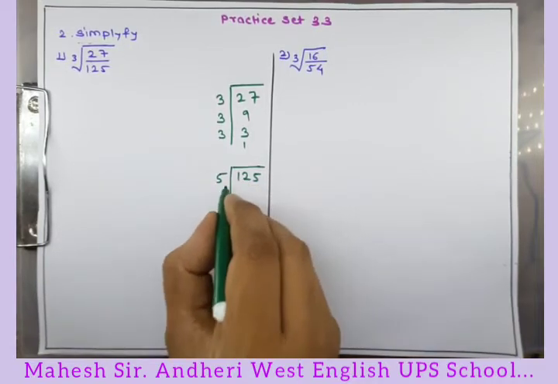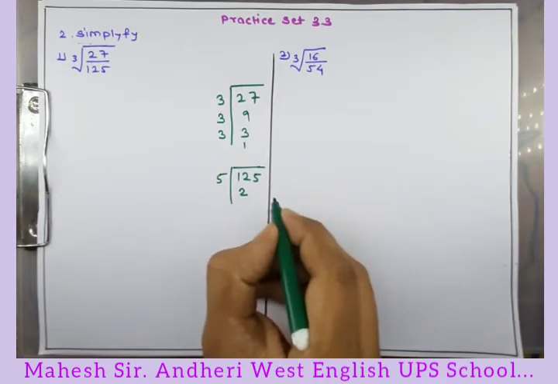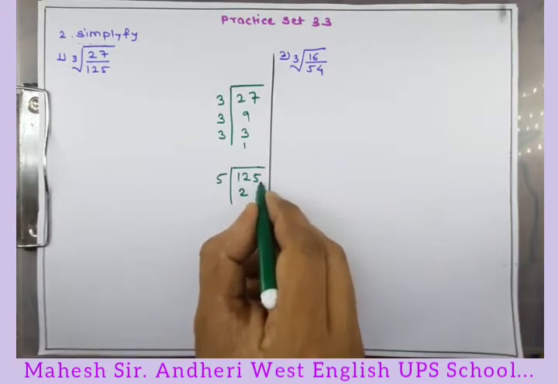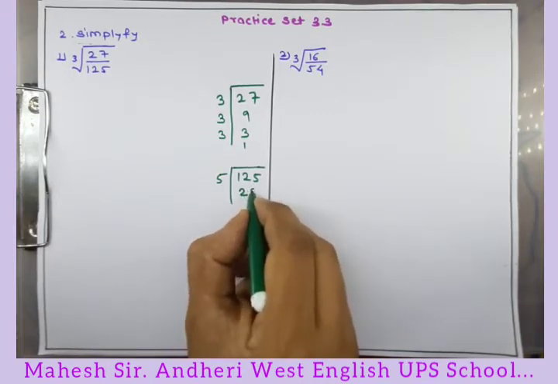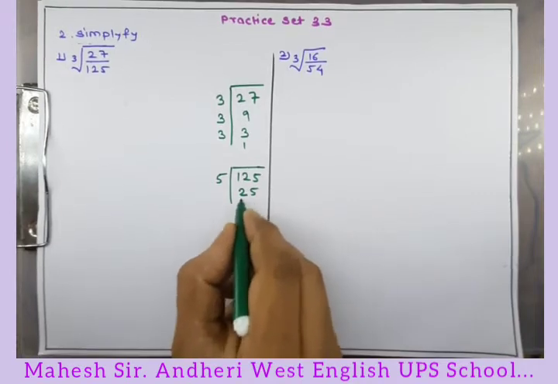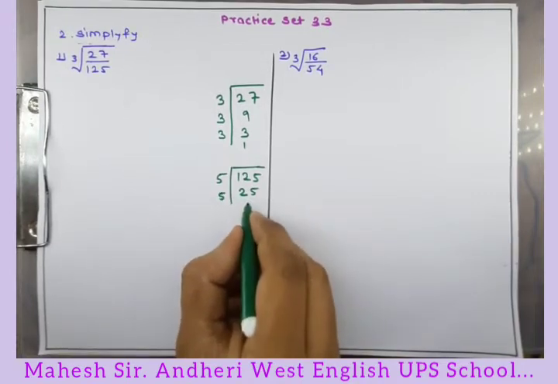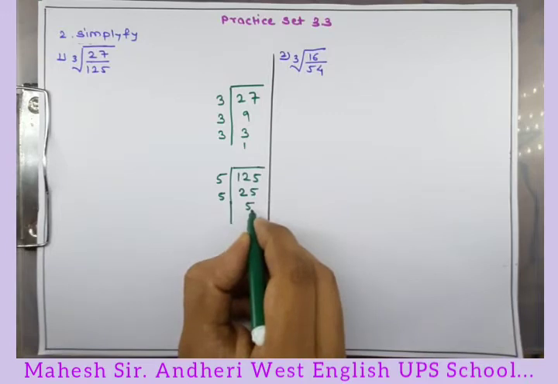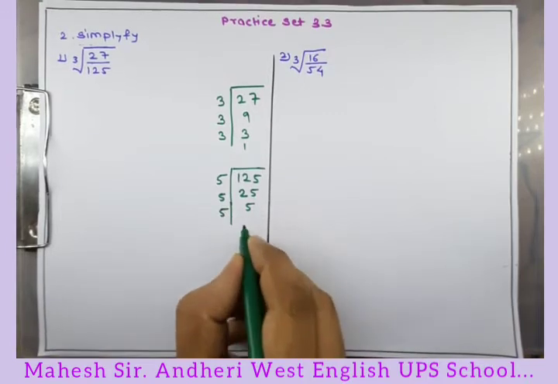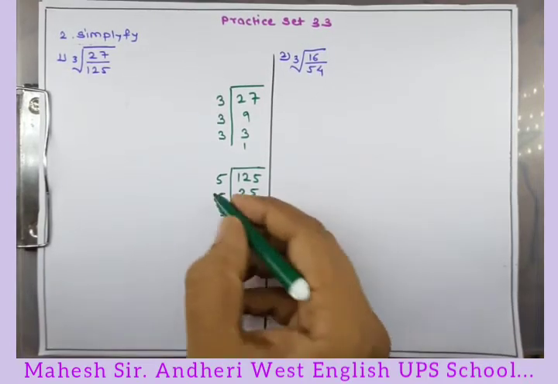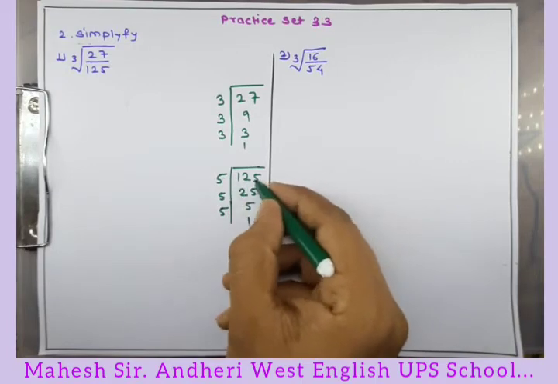So 12 is there, 5 2s are 10, 2 remaining, 25 means 5 5s are 25. We know that 5 5s are 25. Again 5 is remaining, so 5 ones are 5, we will write this. So these are the factors of 125.